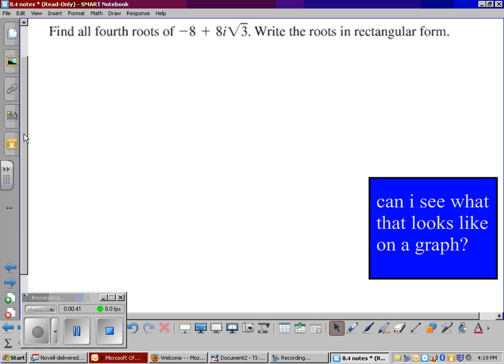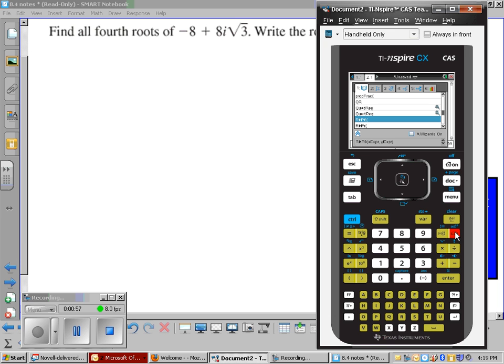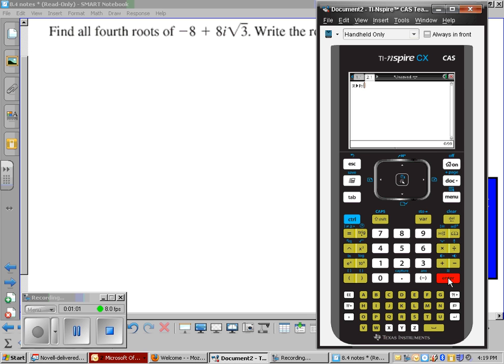Rather than go through the steps on this one, let's use our calculator to do that. If we need to find the polar form, we need an R and a theta, so we can go to the catalog and pick out RPR and then type in the real part and then comma and then the imaginary part, 8 square root of 3 without the i, and that gives us an R value of 16.